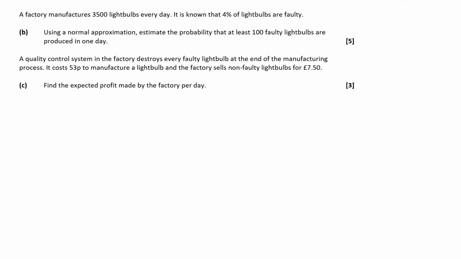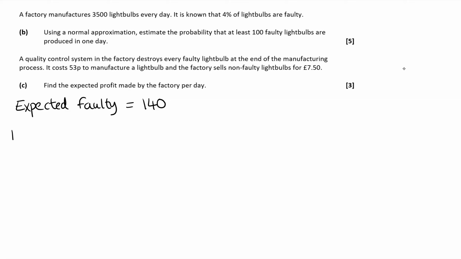The final part is just really a bit of functional maths, a bit of financial maths. So a quality control system destroys every faulty light bulb at the end of the manufacturing process. It costs 53p to manufacture a light bulb, and the factory sells non-faulty light bulbs for £7.50. Find the expected profit made by the factory each day. So your expected number to be faulty, we just take that from part B, is 140. If we make 3,500 every day, if 4% of them are faulty, we expect 140 to be faulty.